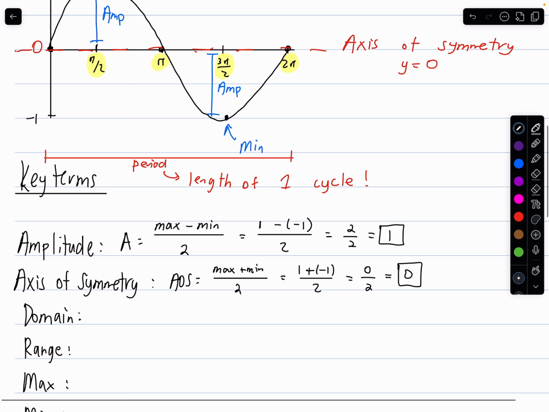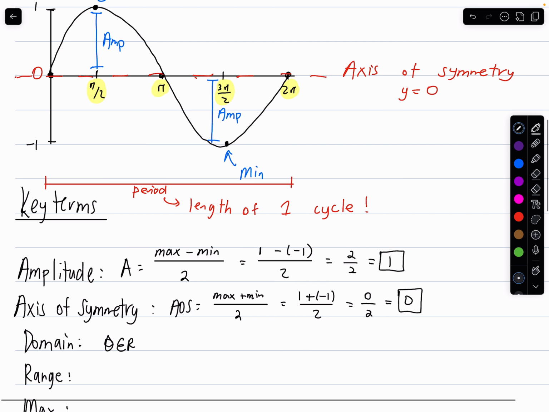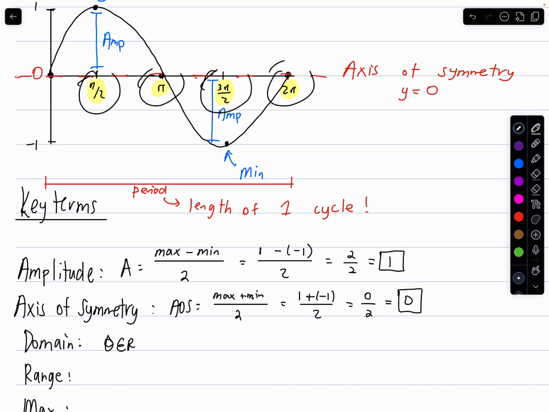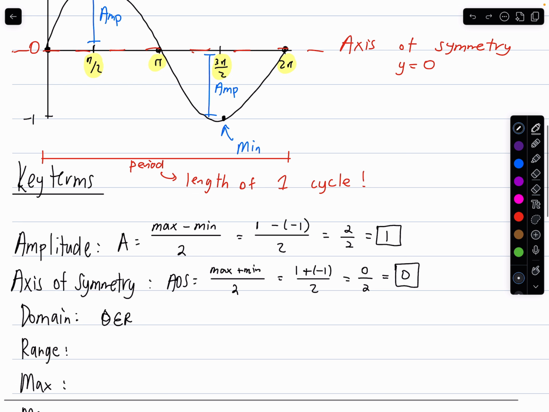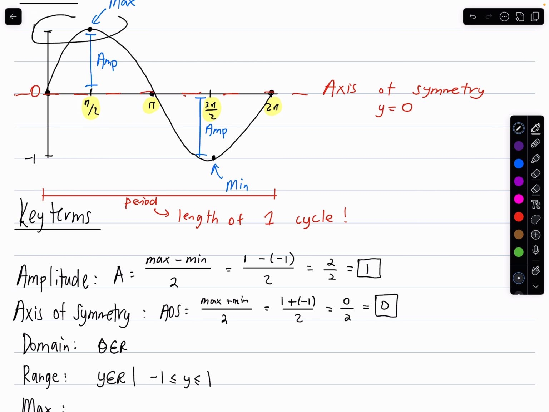Now, your domain is going to be theta is an element of the real, where theta is all real numbers. It's kind of like saying x is an element of the real, but we're saying theta is an element of the real because these numbers are actually all angles, because we're dealing with this in radians. But the range we're going to do in terms of y. So y is an element of the real where y is between -1 and 1, because the highest it goes is 1, the lowest it goes is -1. So everything in between that is where the graph exists.